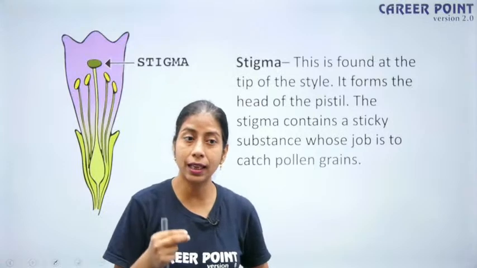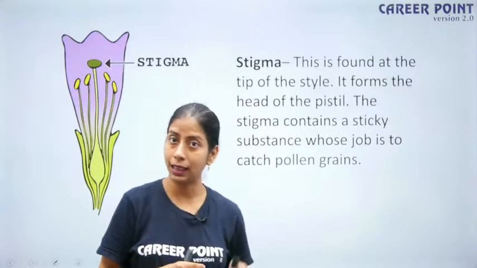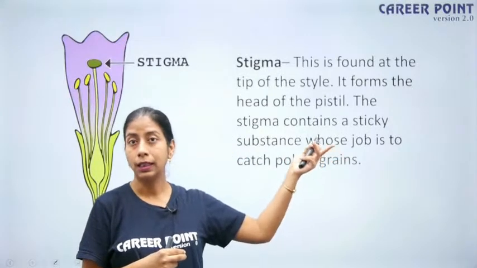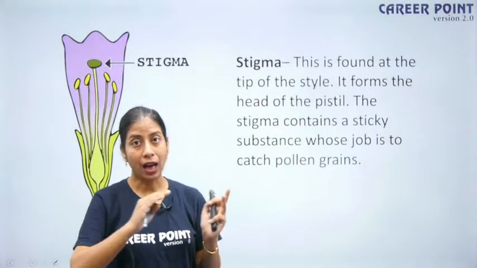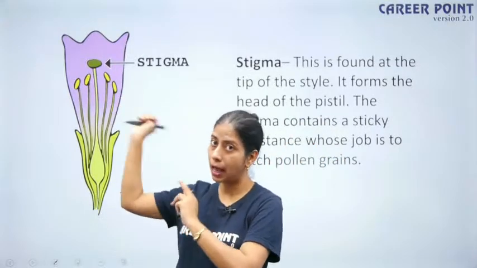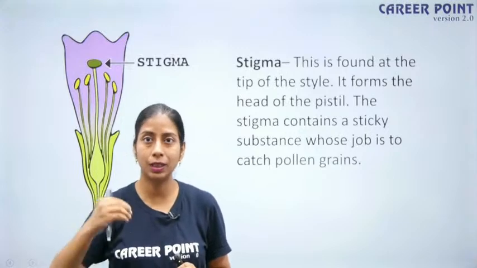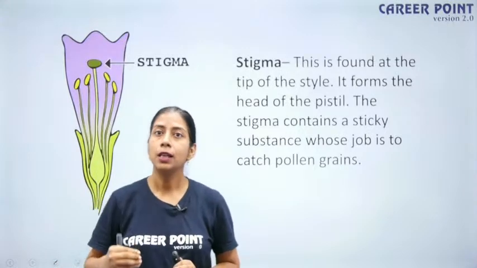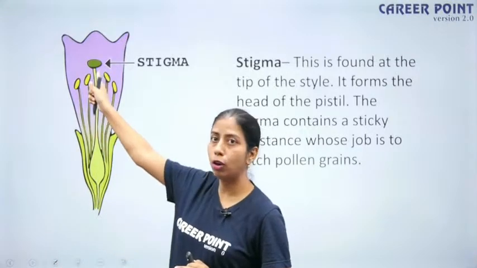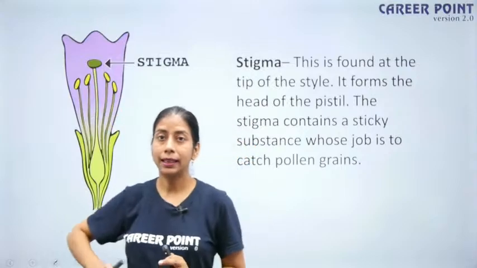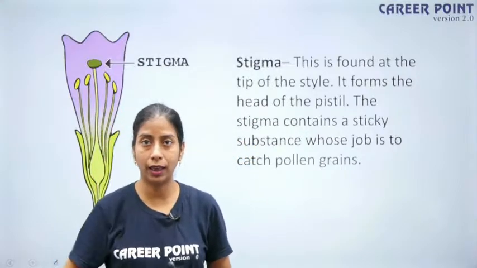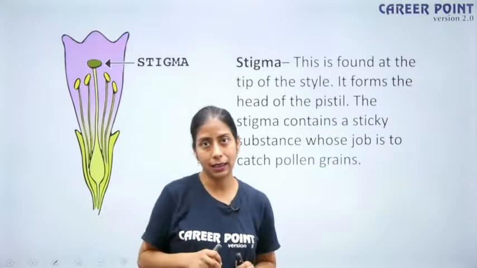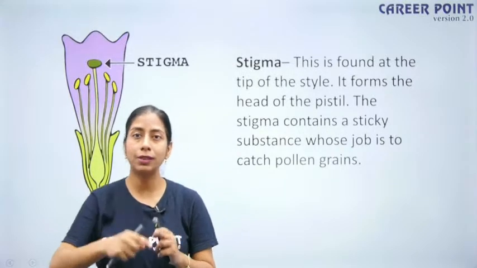Now where is the pollen grain present? In the anther part of the stamen. वहाँ से pollen grain stigma पे आएंगे, and that process we will see in the pollination part. So when the pollen grains will fall on the stigma, then stigma holds the pollen grain because of the stickiness. That's the role of stigma.